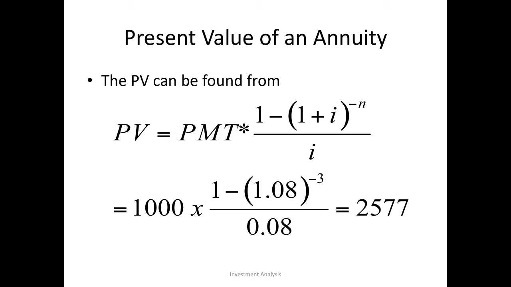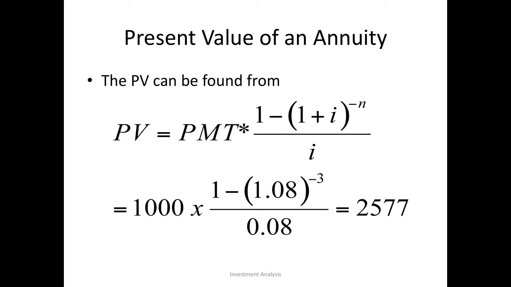That's the middle equation shown on this slide, and it says that the present value of an annuity is equal to the payment in that annuity times 1 minus (1 plus i) to the negative n, where n is the number of time periods, all divided by i.